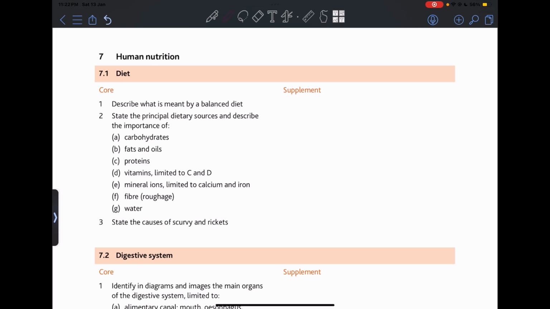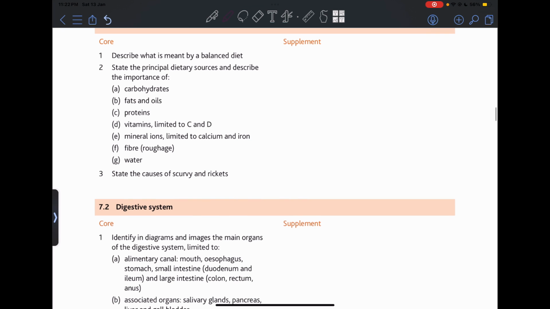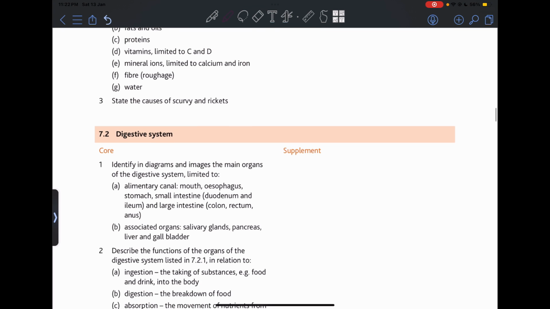And you also have to know what the importance of proteins is in your body, for example, and all of the things that are listed here. Now we also have to state the causes of scurvy and rickets. So scurvy is actually a deficiency of vitamin C, and rickets is caused by a deficiency in vitamin D. So you just have to know this info.